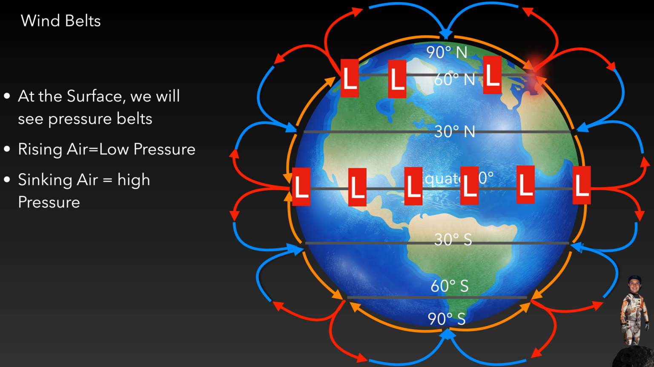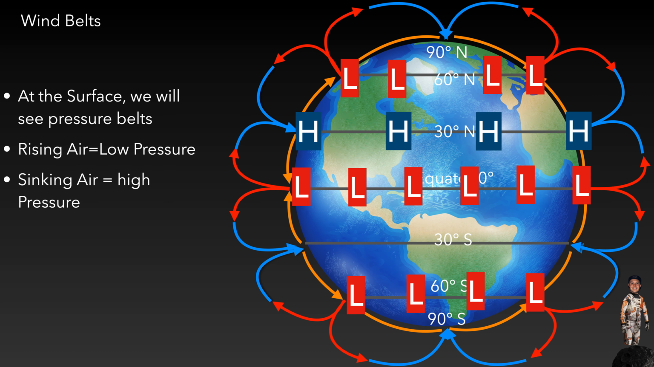Along these 60 degrees north and south, you will also see similar patterns of low pressure because in those locations, you have air that is rising. Where you have sinking air, you will have areas of high pressure, which will form at about 30 degrees north, 30 degrees south, and the North and South Pole. Again, these pressure centers at the surface are only caused by the rising and sinking air from the convection currents that happen around the globe.